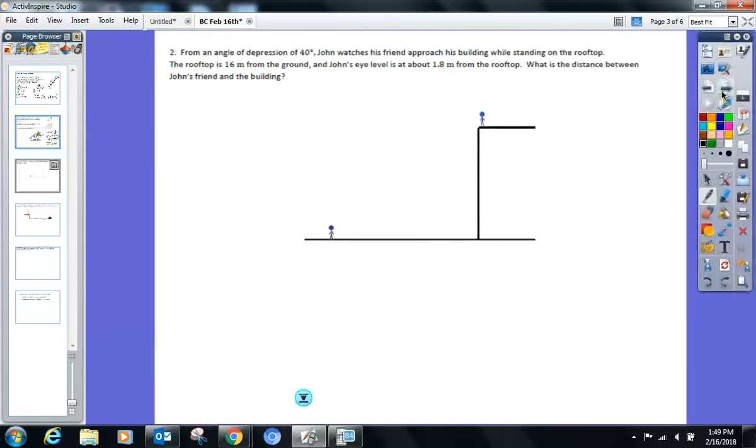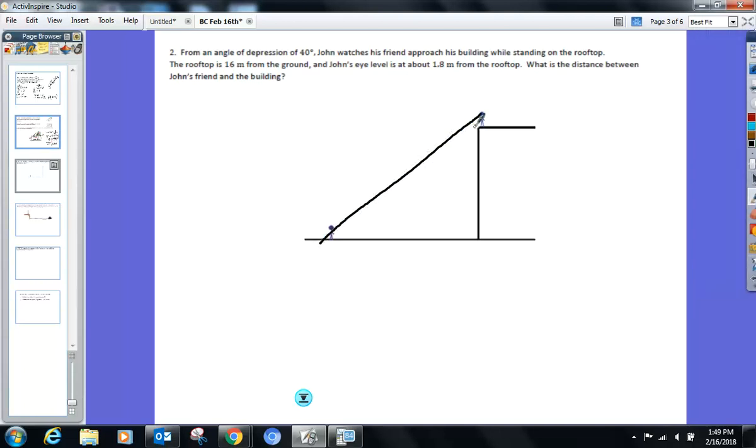Well, look at that, even better picture. John's at the top of a building watching his friend approach it. His angle is a 40-degree angle of depression now. So he's at the top, just like Zach was standing on the chair, looking down. But here's the thing we have to remember. That is not the angle of depression right here. It's formed with the horizontal line of sight. Like I showed you guys with the string, it is outside the triangle, that angle of depression, 40 degrees.